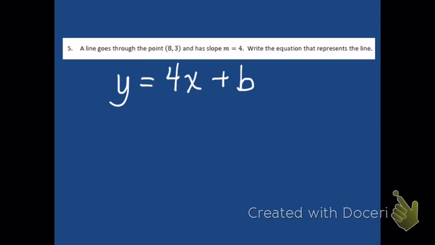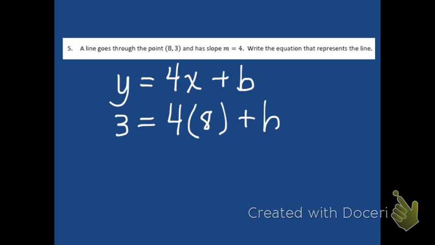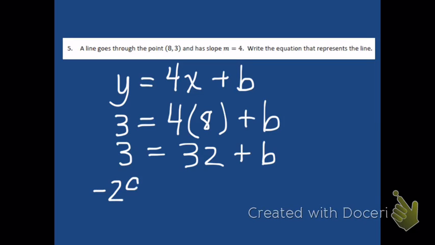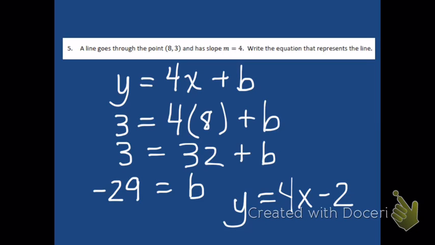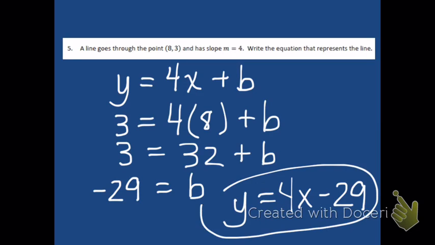And now, once again, I'm going to put in my point. Y is 3, x is 8, so 4 times 8 plus b. So I have this, and then if I subtract 32 from both sides, I'm going to get negative 29 is equal to b. And so I can write the equation of that line. That line would be y is equal to 4x minus 29. And that would be the equation for that line.